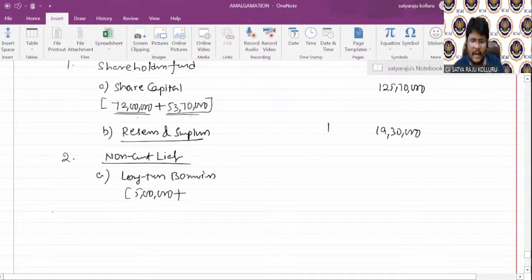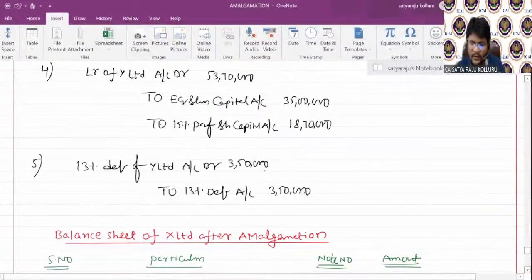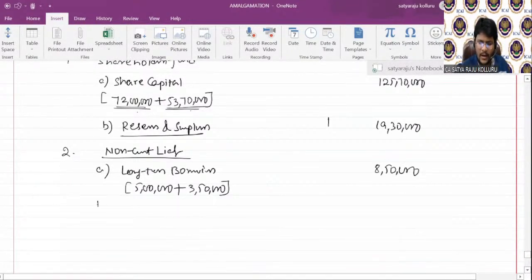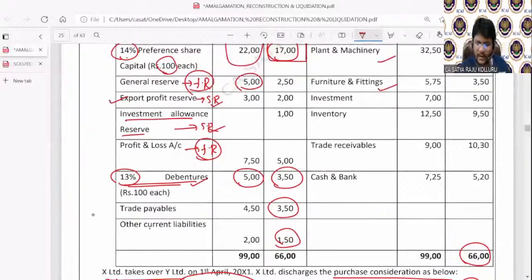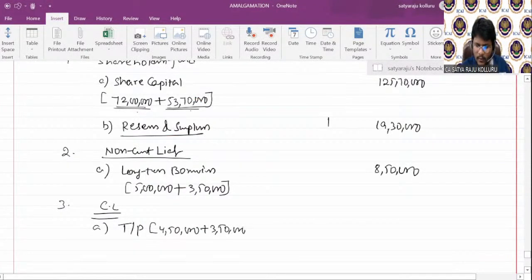Plus, for selling company debentures, we issued our own company debentures. How much worth? 3,50,000. So plus 3,50,000, so total 8,50,000. The remaining are all line by line additions, guys. Simply that is trade payables. You need to represent it under current liabilities. Under current liabilities, A, trade payables: line by line addition, 4,50,000 plus 3,50,000, which is 8 lakhs, right?